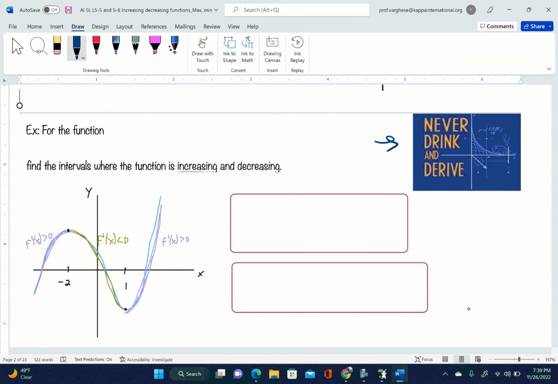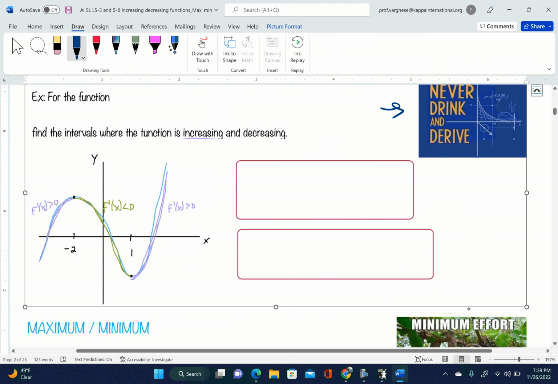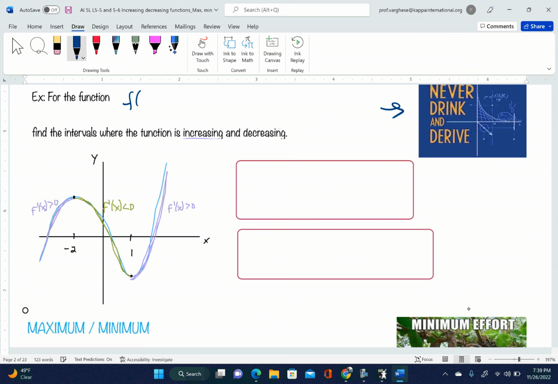Okay, remember that. Find the intervals where the function is increasing and decreasing for our function. Let me just go ahead and write down what that function is. So we have f of x is equal to 2x to the third power. Please write this down. Plus 3x squared minus 12x minus 5.